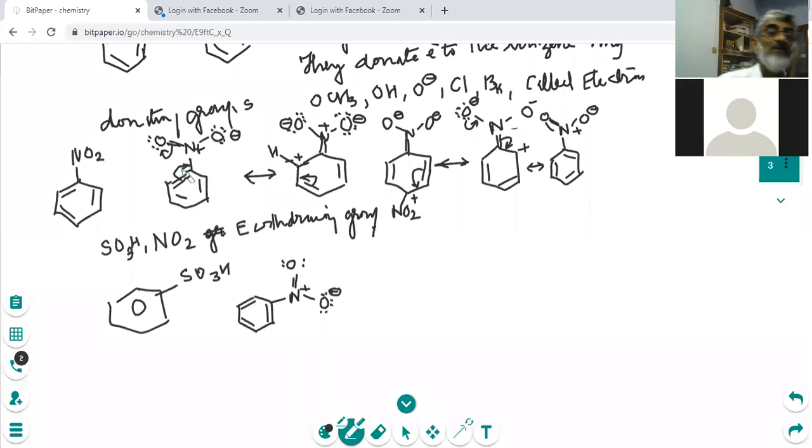Even if you are having a positive charge on this nitrogen, remember that the bond electrons are moving only towards the oxygen. They are not getting attracted towards this positive charge. Why? Because oxygen is more electronegative than nitrogen, and hence the bond will break heterolytically only to the oxygen atom.